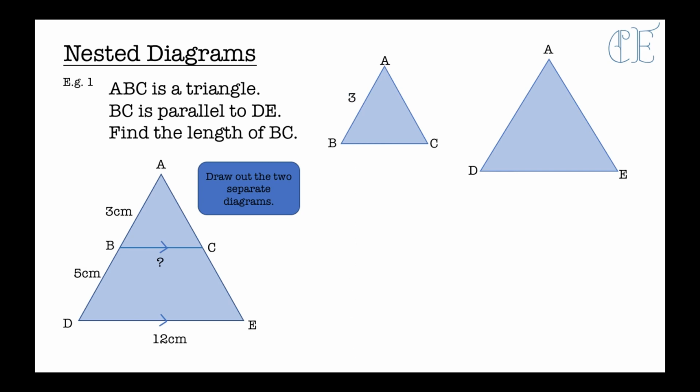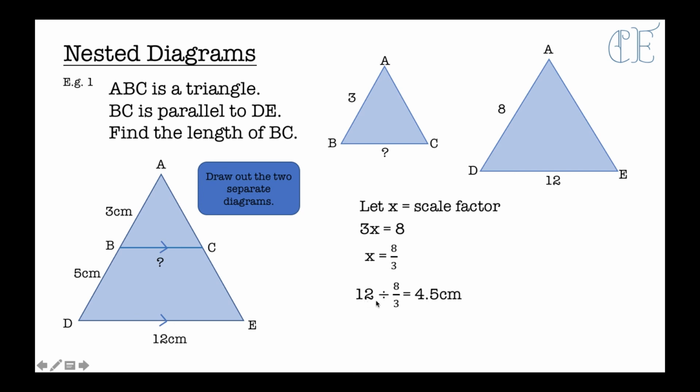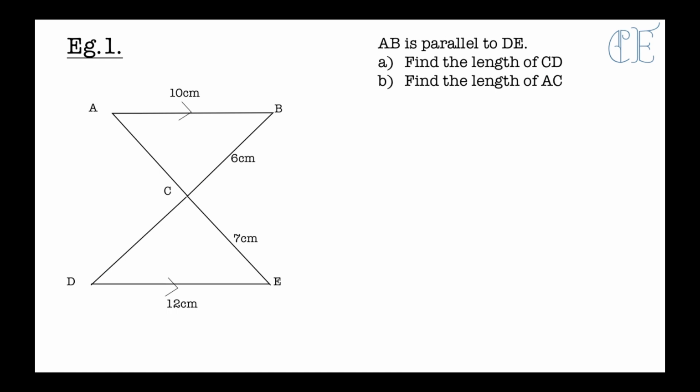We know that this has a measurement of 3, and we don't know the bottom length. We also know that this is 8 because 5 add 3 is 8, and we know that that's 12. So we can work out using a scale factor the different sizes of the lengths. So to get from 3 to 8, because they're the two lengths that we do know, we do 3x equals 8, which means x must be 8 over 3. Okay, and then if we do 12 divided by 8 over 3, because we're going back to our smaller shape, it gives us 4.5 centimetres.